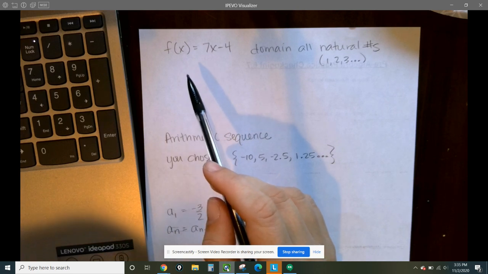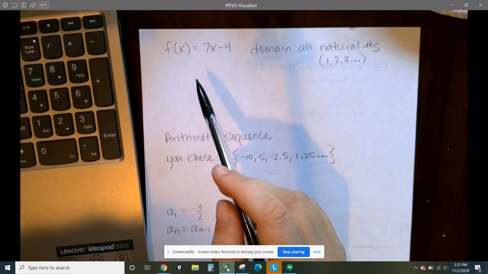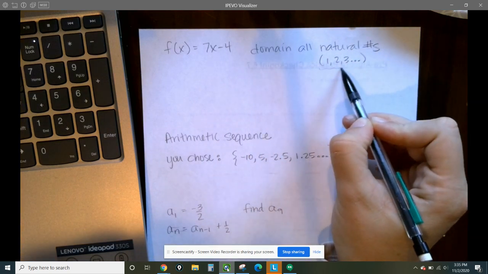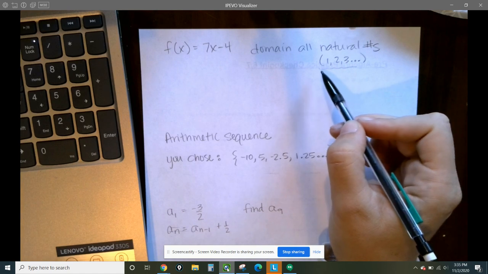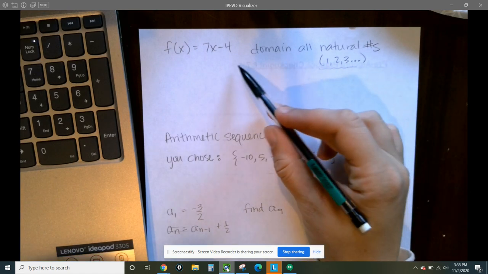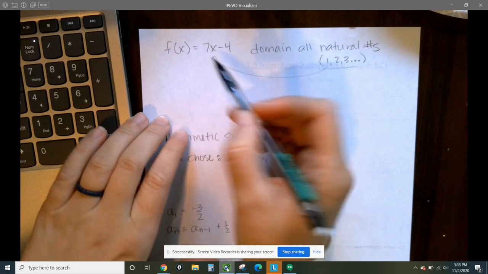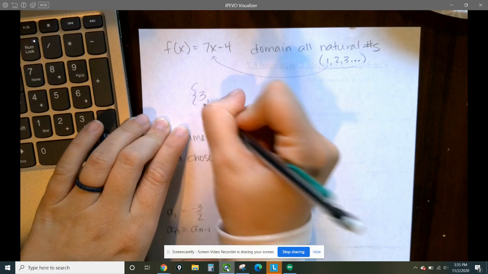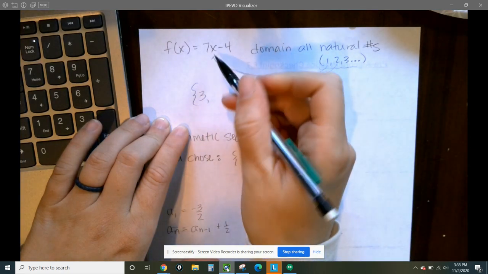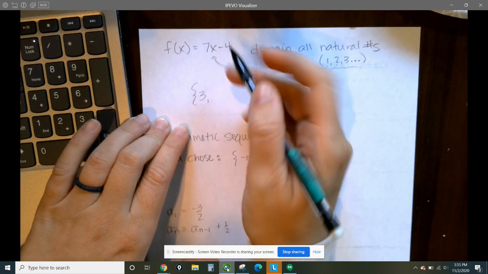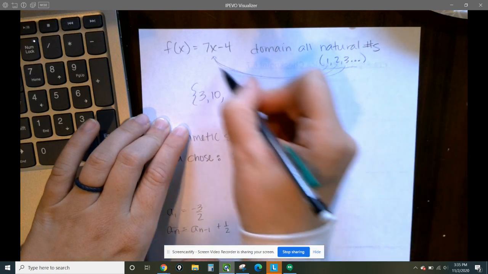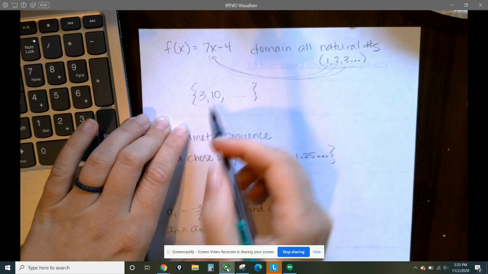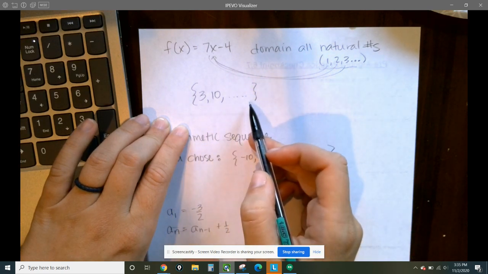This one said, which sequence is represented by this function if the domain is all natural numbers. Remember, all natural numbers means 1, 2, 3, 4, starting with 1 and all the positive numbers. If I plugged in 1, 7 times 1 is 7 minus 4 is 3. So the first number in the sequence would be 3. Then if I plugged in 2, 7 times 2 is 14, minus 4 is 10. If I plug in 3, 7 times 3 is 21, minus 4, so you get it. You just keep going like that, and find the sequence that matches this one right here.